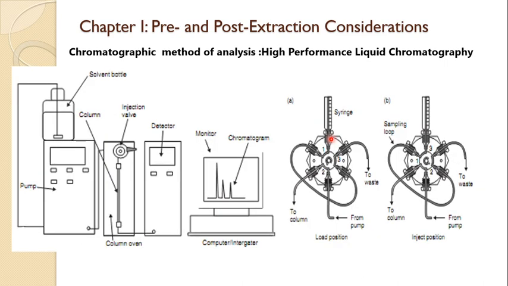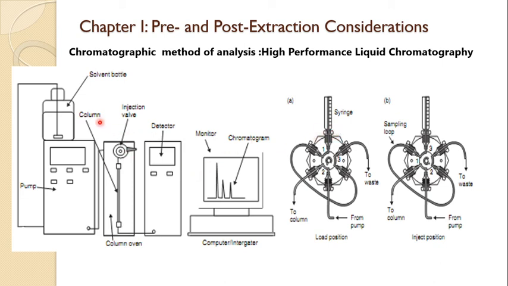Next is the chromatographic method of analysis using high performance liquid chromatography. All of you know that in high performance liquid chromatography a mobile phase is used, and that mobile phase is liquid. An organic solvent, typically methanol or acetonitrile, is used, along with water, that is, a buffer solution. The mobile phase is normally filtered and degassed, and then pumped to the column by piston pumps.